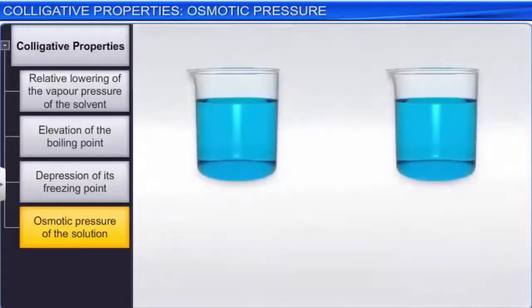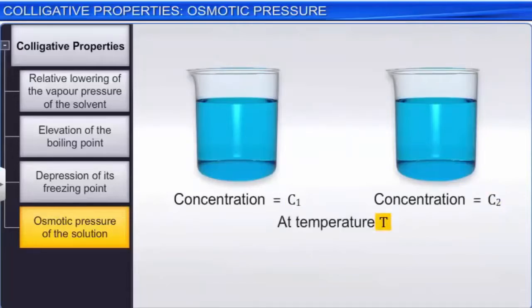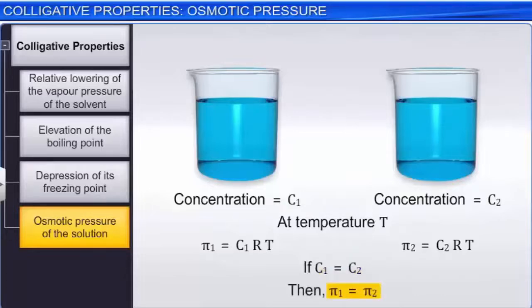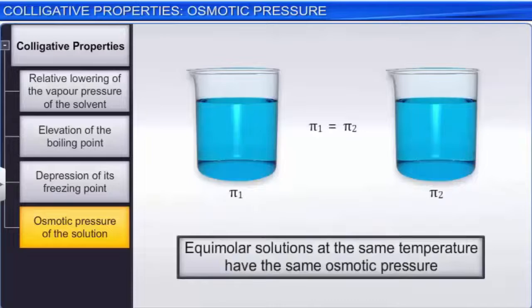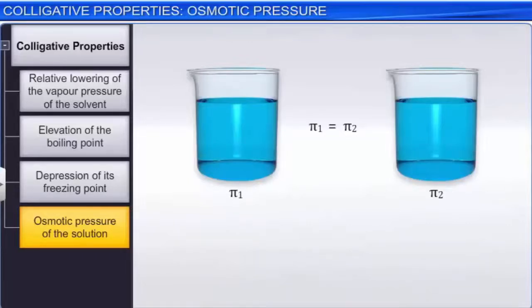Let us consider two solutions with concentrations C1 and C2 at temperature T. Then osmotic pressure for the first solution, pi 1, is equal to C1 multiplied by R multiplied by T, while osmotic pressure for the second solution, pi 2, is equal to C2 multiplied by R multiplied by T. Now, if the solutions have the same concentrations, that is, if C1 is equal to C2, then pi 1 becomes equal to pi 2. It means that equimolar solutions at the same temperature have the same osmotic pressure. Such solutions with the same osmotic pressure at a given temperature are called isotonic solutions.